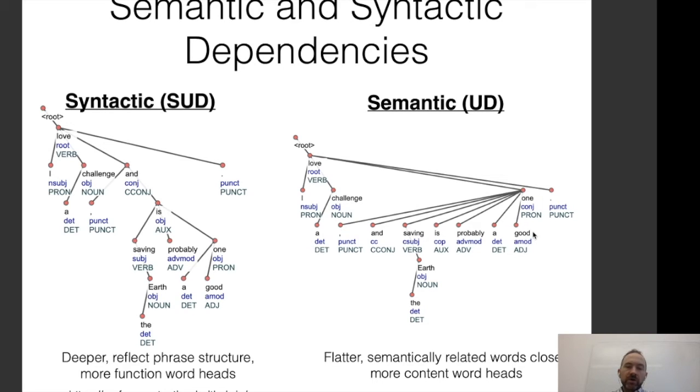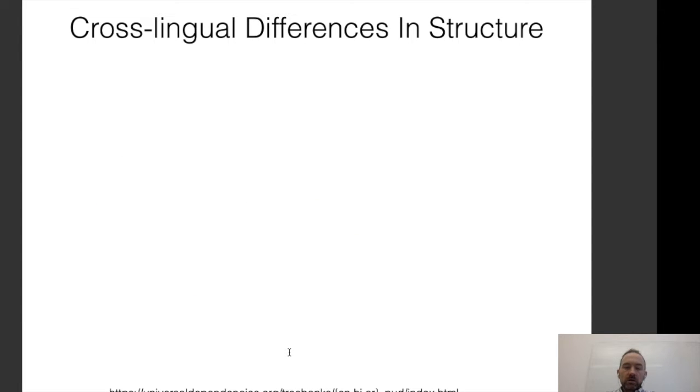So which one you want depends on what you want to use these things for. If you want to use them for semantic tasks like question answering or things like that, you might want to consider this semantic formalism over here. But in my particular case, I tend to be interested in syntax and language structure, so I will be using examples from this SUD over here for the rest of the slides.